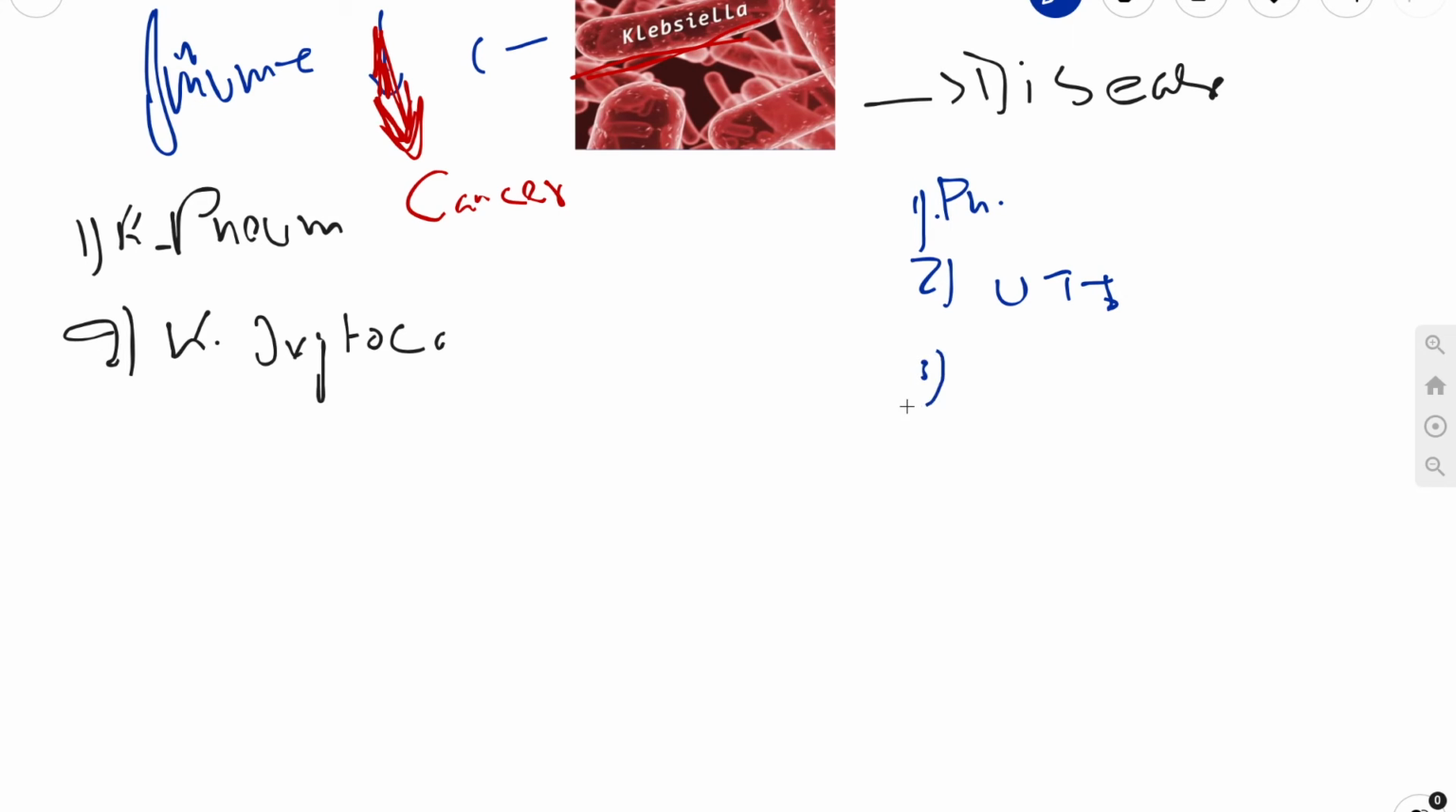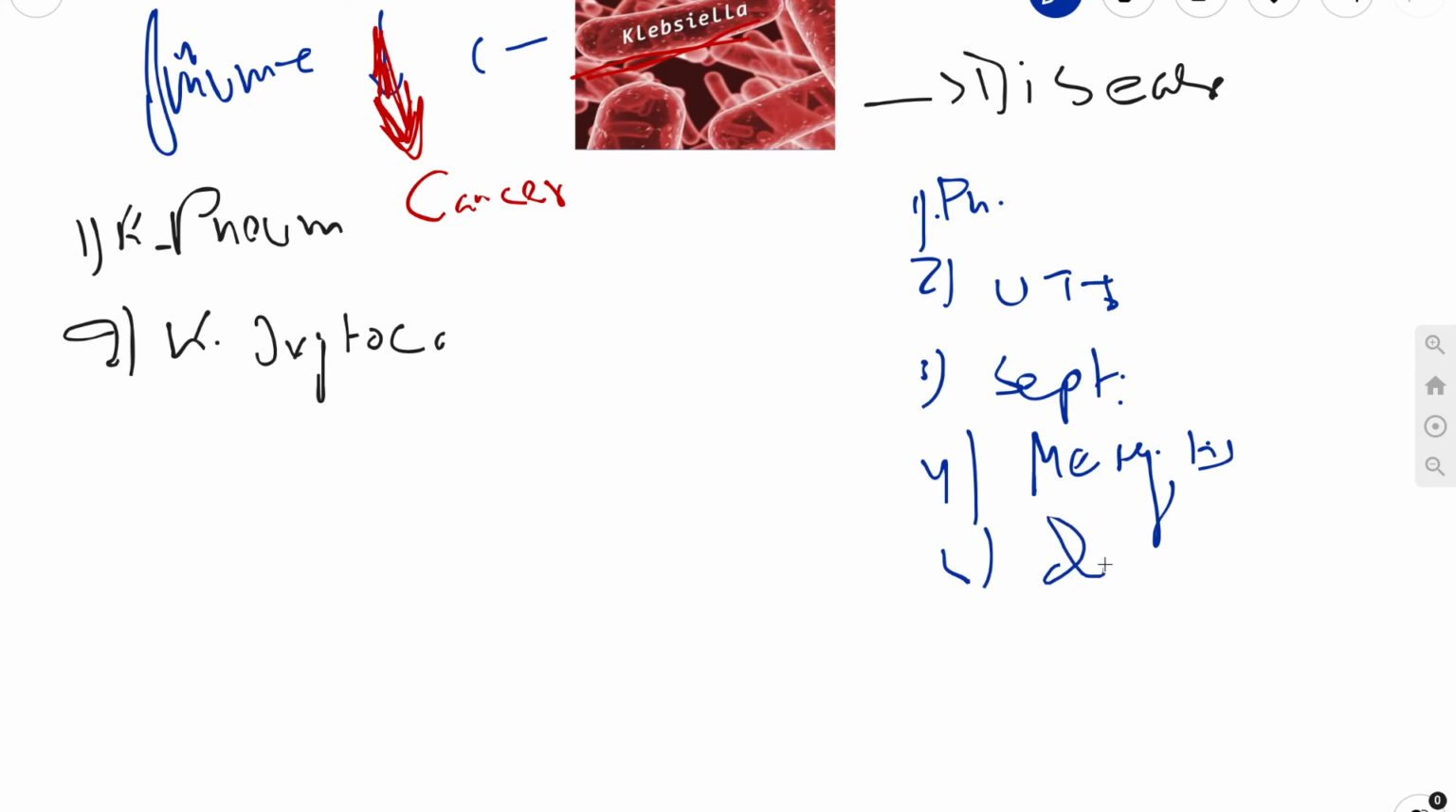The third one is septicemia. The third one that is really important is the septicemia. And the fourth one is meningitis. Number 5 is diarrhea. It is also caused by this Klebsiella. And there are also soft tissue infections related to it.